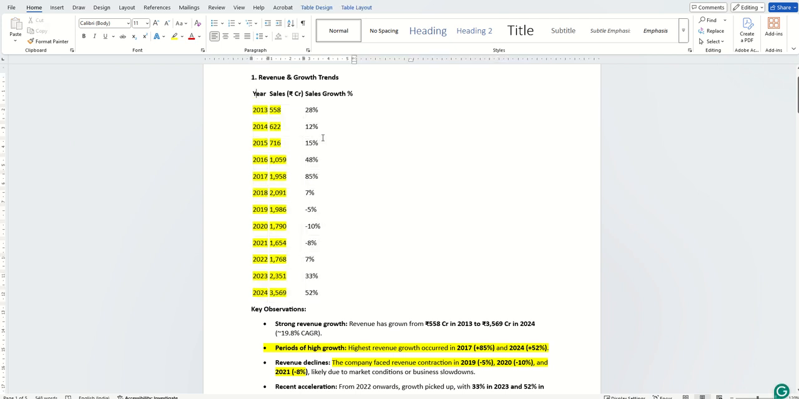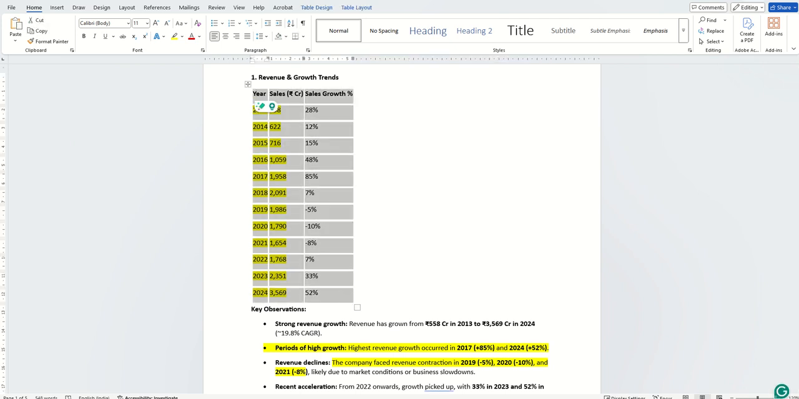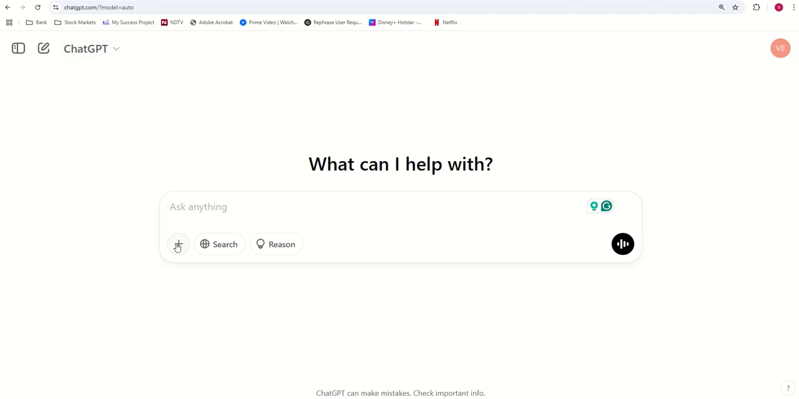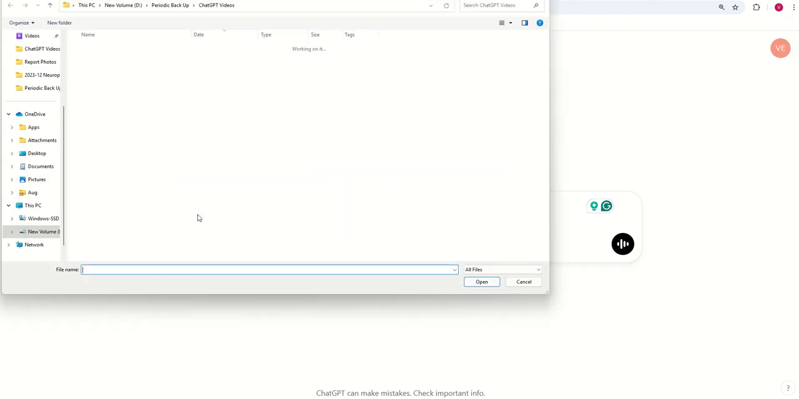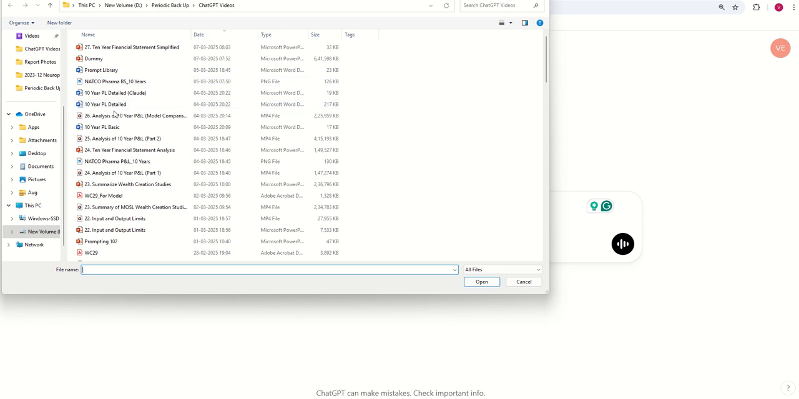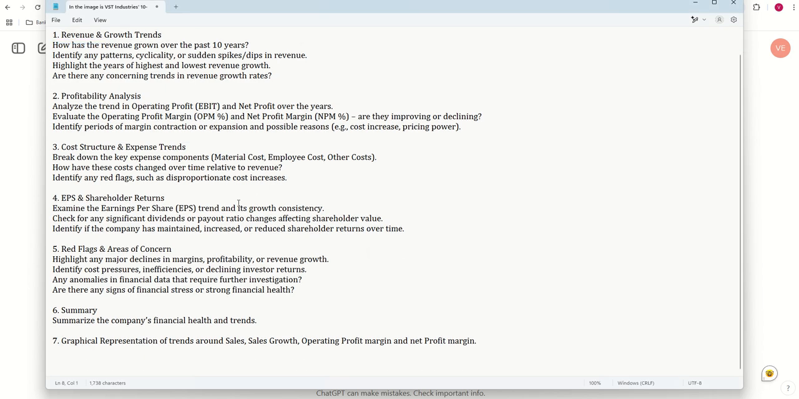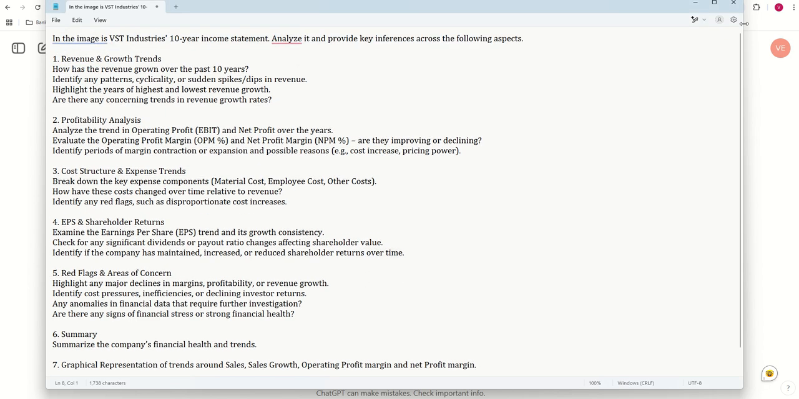So I'm going to remove that part where I ask for a table from the prompt. What I'm going to do next is give only this first portion in the prompt. Let us see how the output comes, and I'll show you the difference between giving a complete dump of all the seven sections and giving only one portion at a time.